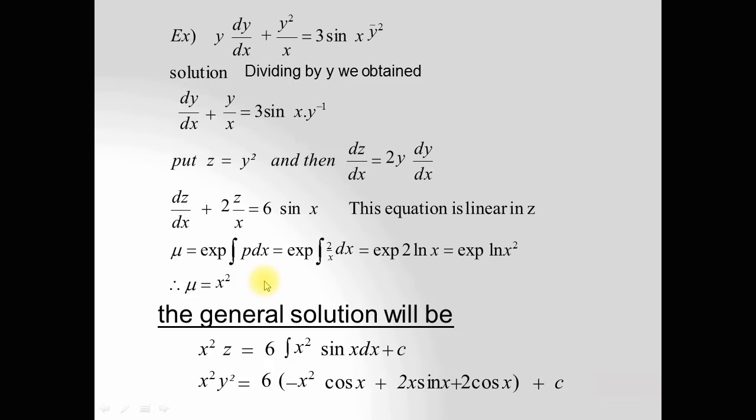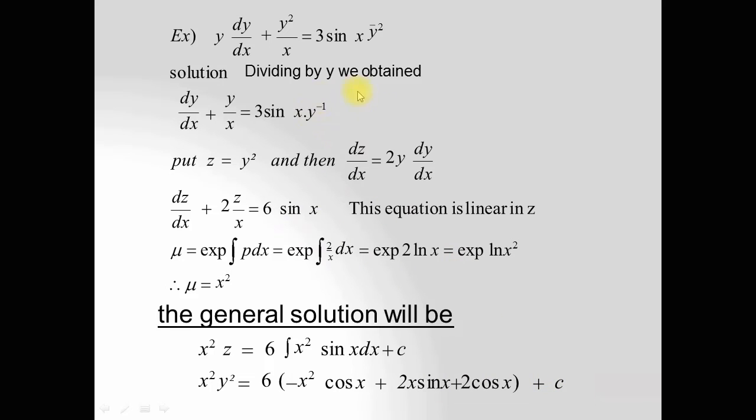Now using the formula for the solution of this linear differential equation, the integral factor multiplied by the dependent variable, here the dependent variable is z, is equal to the integration of the product of the integral factor and the q function. The q function is 6 sine x. Now 6 is a constant term. So taking the integration of x square and sine x with respect to x by using integration by parts, we get 6 into minus x square cos x plus 2x sine x plus 2 cos x plus c.